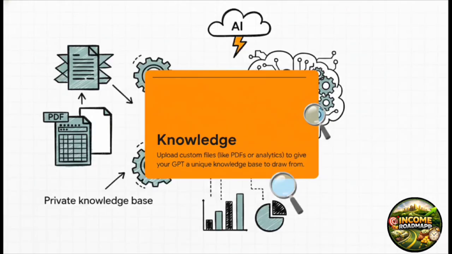Next is the knowledge feature, and oh man, this is a total game changer. This is how you give your AI a secret weapon, a private knowledge base that literally no other AI on the planet has access to. Just imagine uploading your team's project documents or your personal research notes to get hyper-specific insights that the regular ChatGPT could never, ever give you.